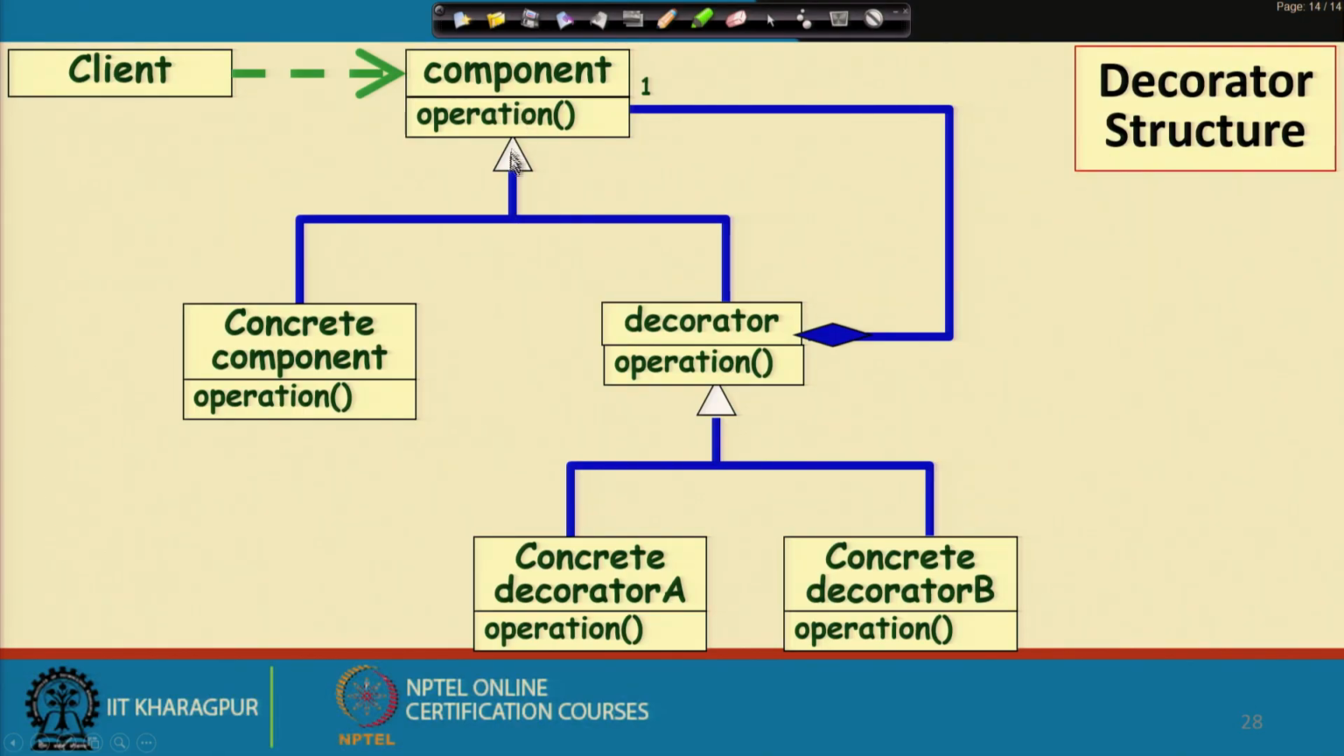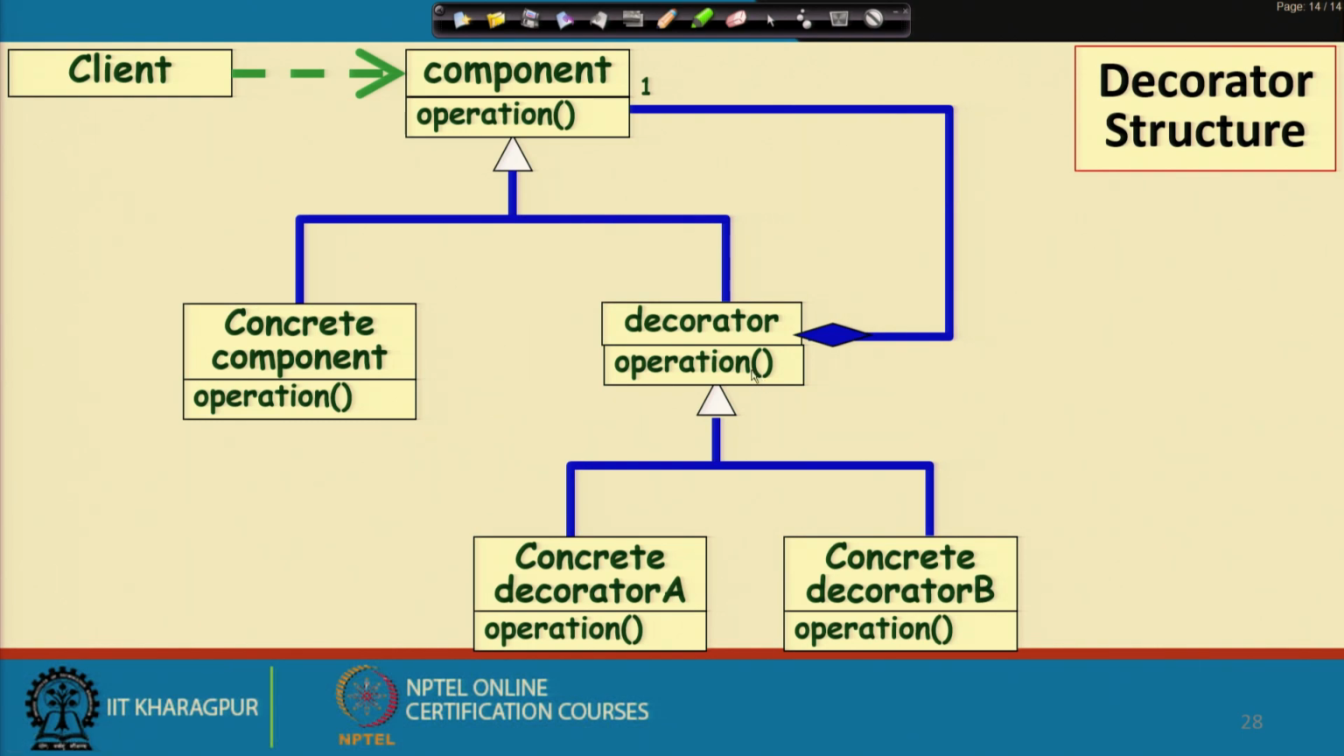In the decorator pattern, the client interacts with the outermost decorator. Both the concrete component and the decorator are derived from the component. The component can be an interface or an abstract class, and therefore, the concrete component and the decorator support the same operations. But a decorator can add additional operations.